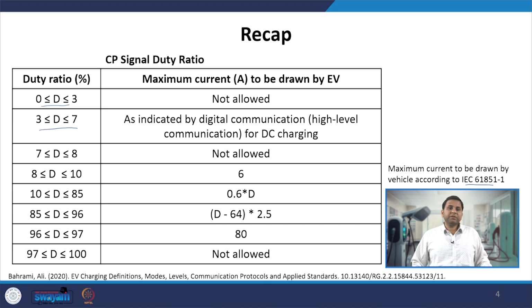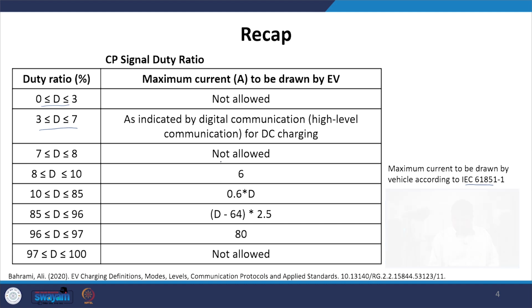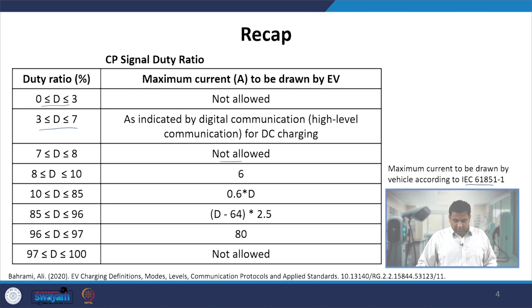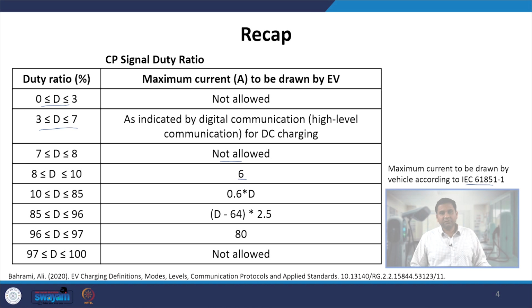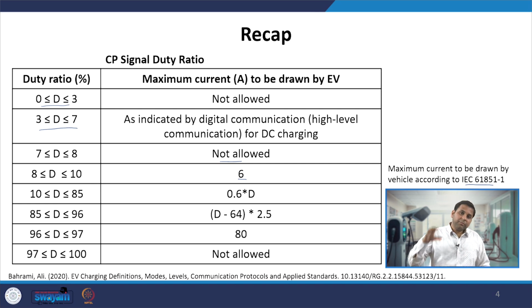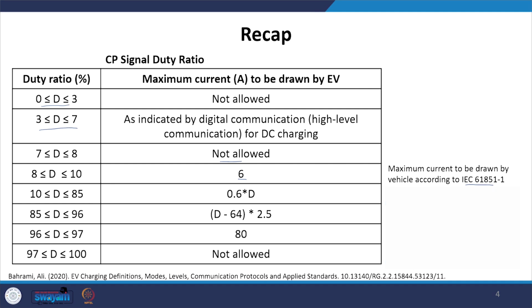And then you have a duty ratio between 7 to 8%, which indicates that the EVSE is not ready to actually allow any current to be drawn from it. So that is why that is there. Between 8 to 10% duty ratio, only 6 amperes maximum current is allowed by the vehicle to be drawn from the EVSE, and then the vehicle BMS will decide how much current to be actually drawn within the limit of the maximum current which can be allowed by the EVSE.